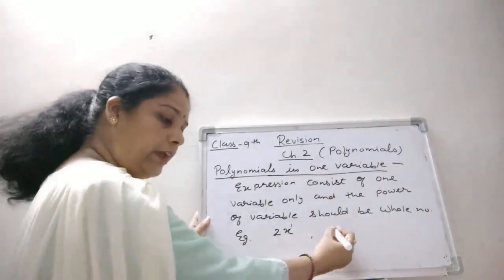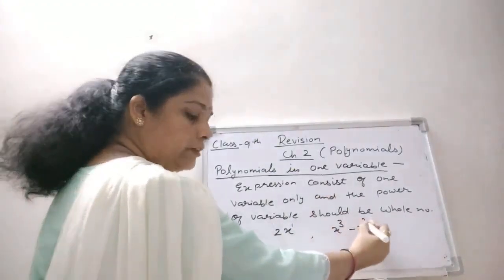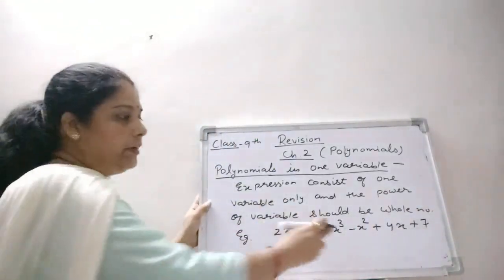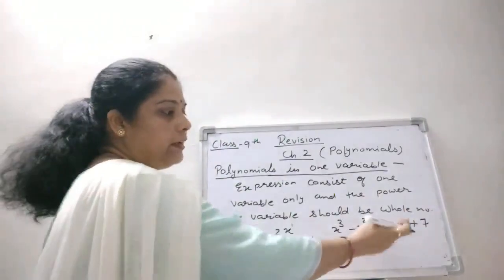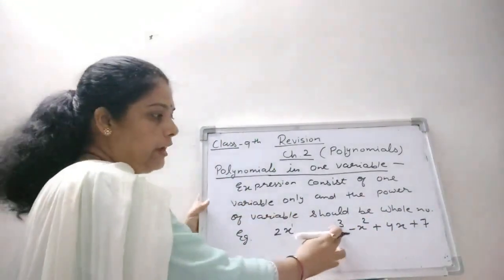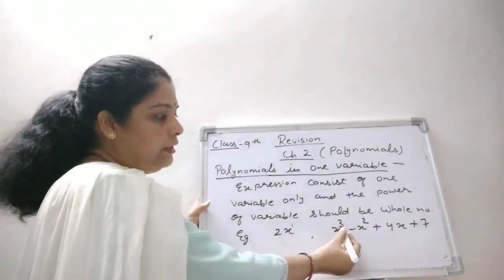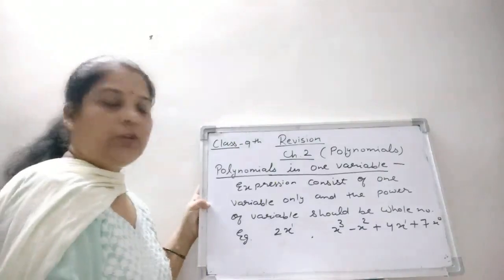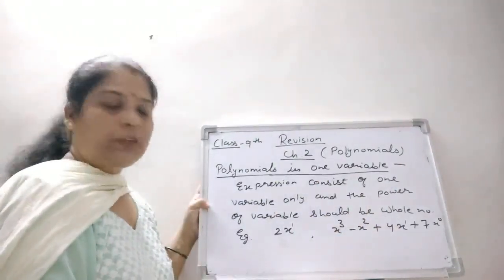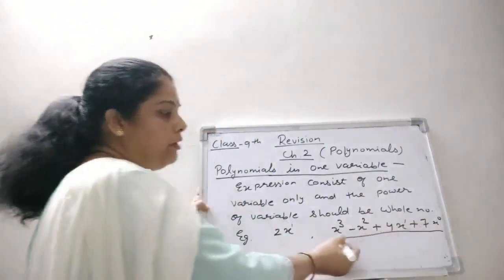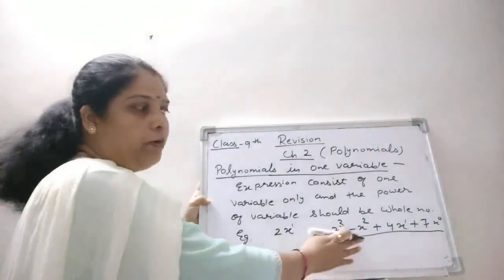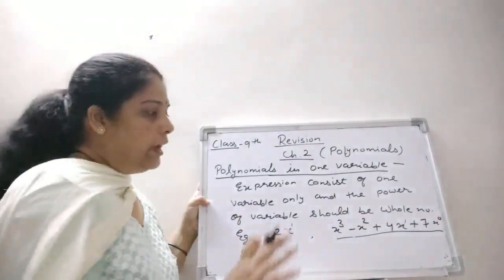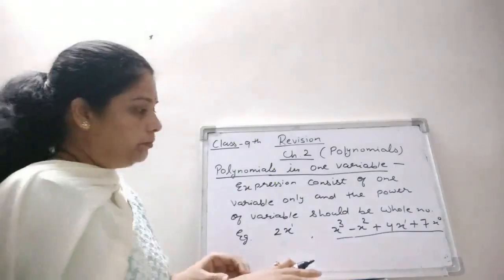Now next example like x cube minus x square plus 4x plus 7. Now here the variable is x, means only one variable is there, and the power of the variable is here 3, here 2, here 1 and here x raised to the power 0 we can write. So the power is in whole number form. So this is the polynomial in one variable. This is the example of polynomial in one variable. Means in which only one variable is included and the power should be whole number.